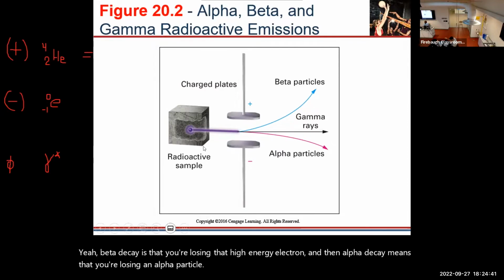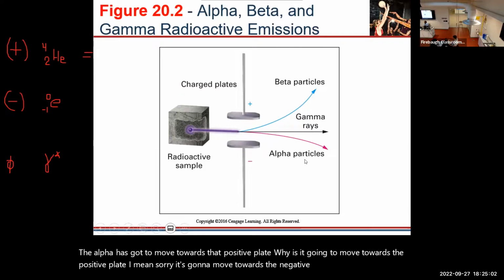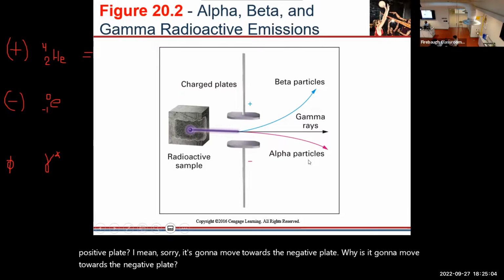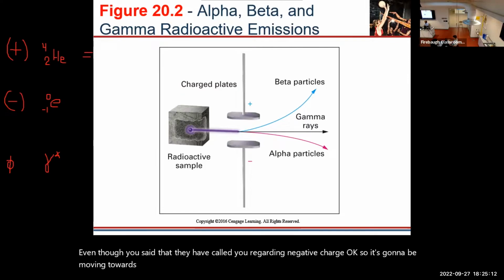Okay. So here, this represents our radioactive material. Now, this radioactive material is alpha, so the alpha particle is going to move towards the opposite charge. Why is it going to move towards the negative? Because it's going to be moving towards that opposite charge, right? Now beta particles are going to be moving towards the positive. Why is that?